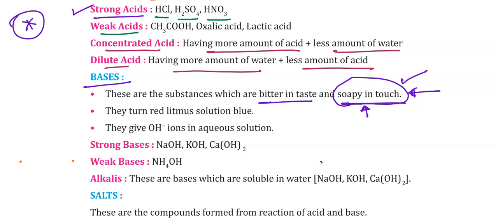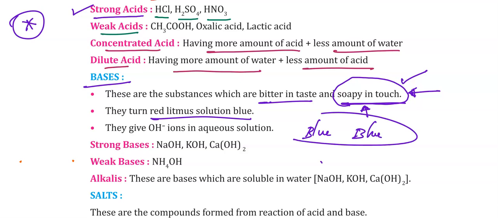Okay. Next, the red litmus solution turns into blue. As I have said before, if it remains blue, let it be before or after, then it is said to be a base. In that case I said you red color, right? Here it is blue color.